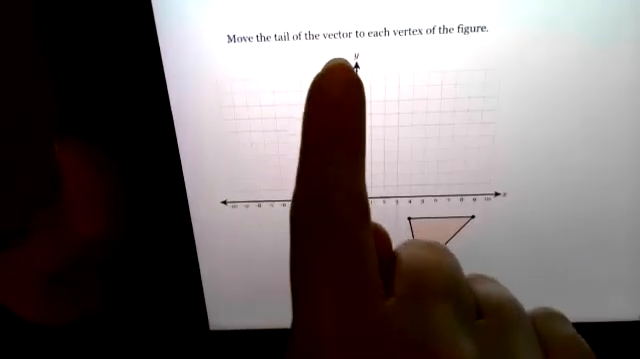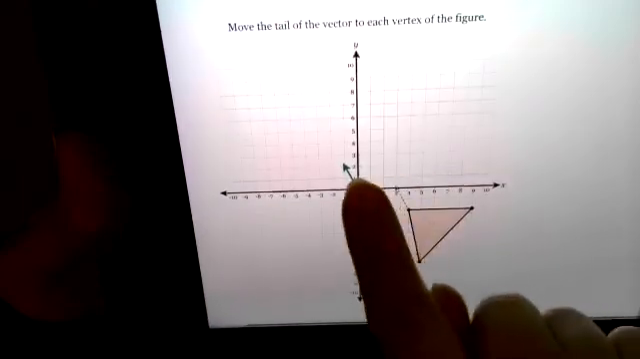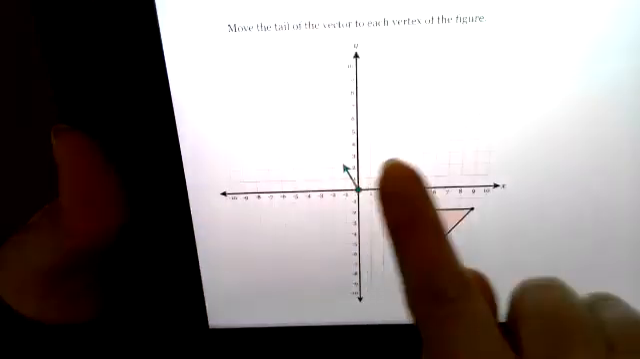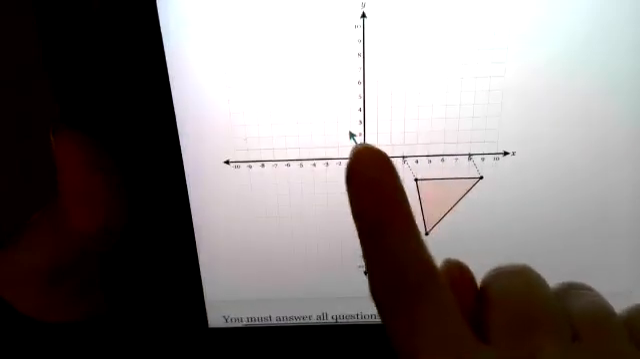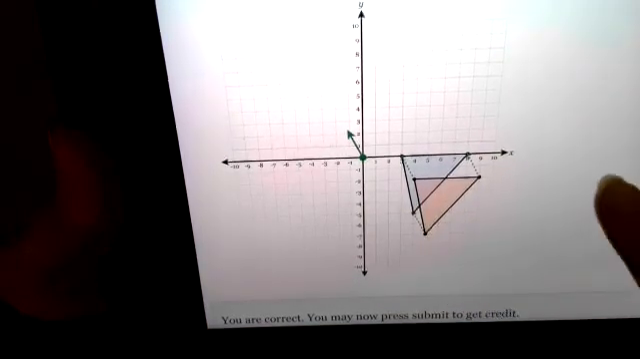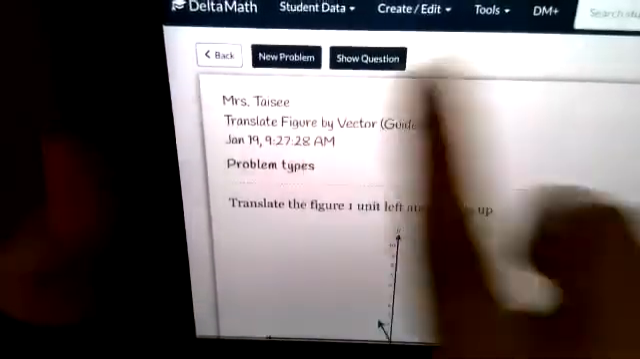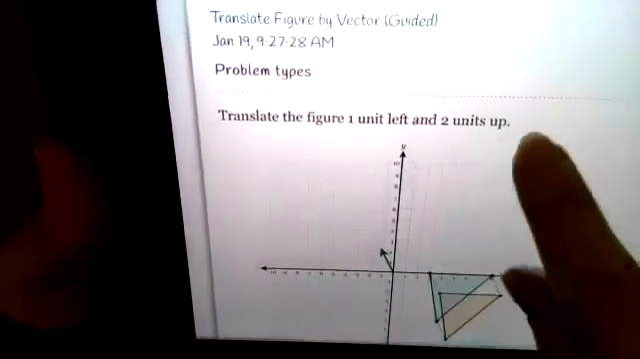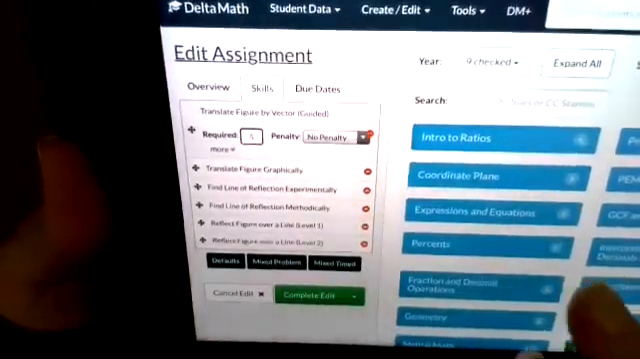And then I'm going to move the tail of the vector to each vertex of the figure. So I'm going to move this to that point. Okay. Oops, I missed it. Move it to this point and to my third point. And then it moves it for me and I can see the translation. I'm correct. I may now submit to get credit. You want to submit this answer? Yes, I want to submit this answer. And then it gives me another one, right? Or it'll give you another one. So they're all interactive. They all have correct answers and they all show you what to do.